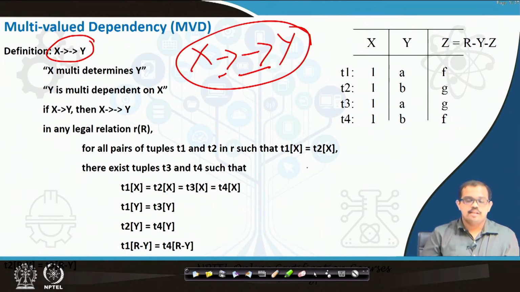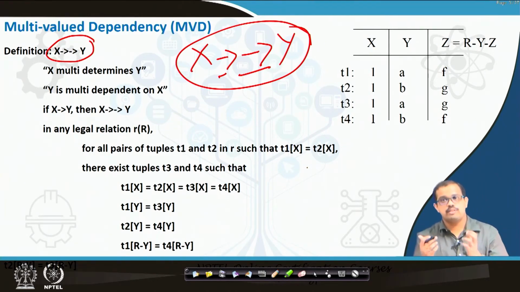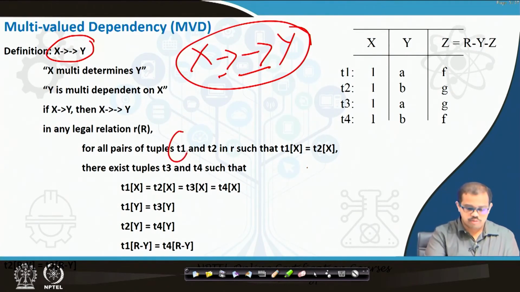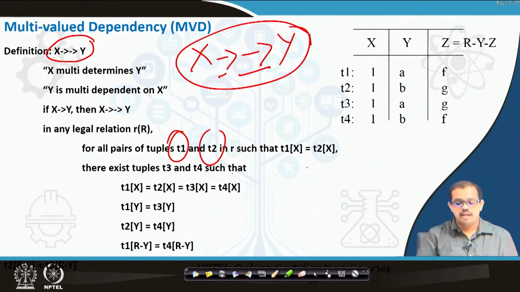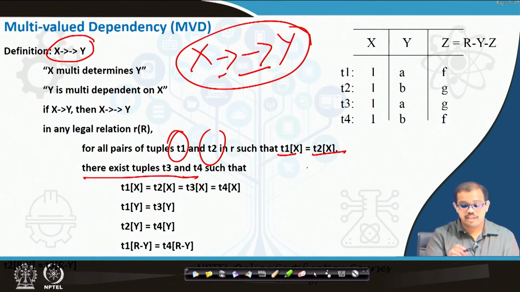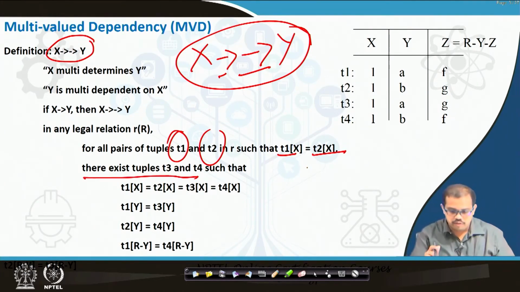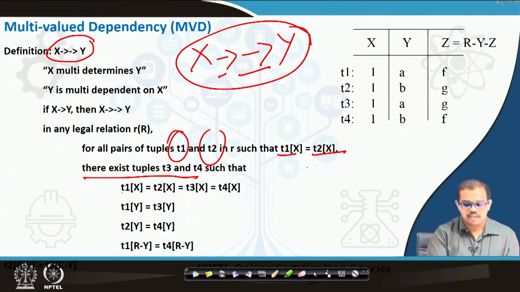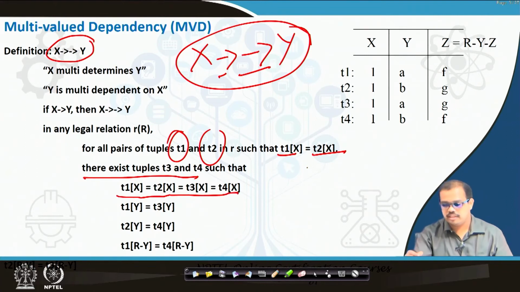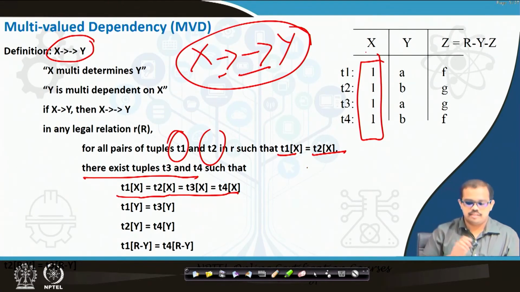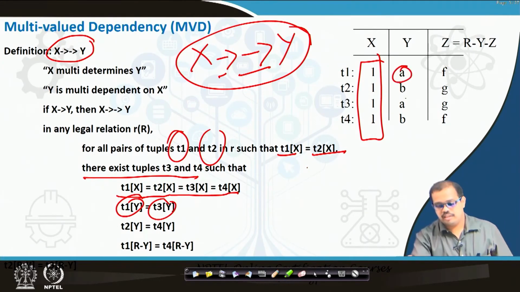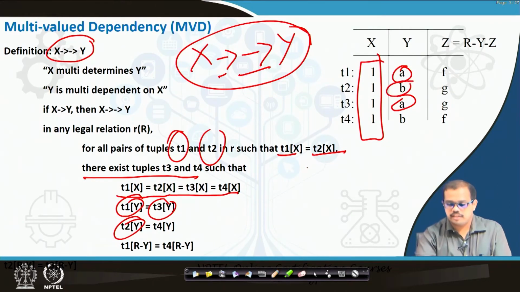When we are looking at this, if you have any legal relationship, all pairs of tuples T1 and T2, two rows which have a particular primary key and attribute data. If there are two tuples T1 and T2 in a particular relation, such that T1x is equal to T2x, there exist tuples 3 and 4 such that T1x equals T2x equals T3x equals T4x, because it is a multi-valued function. T1y is equivalent to T3y and T2y is equivalent to T4y.